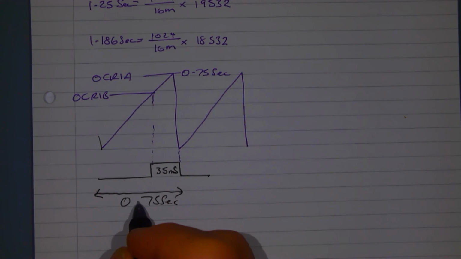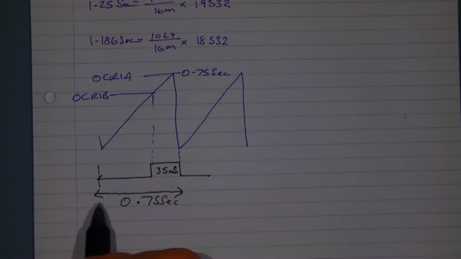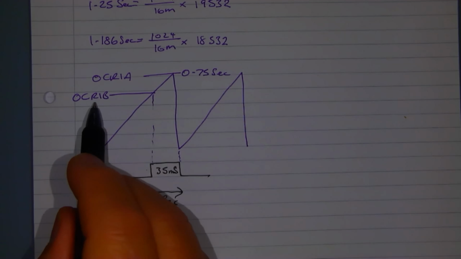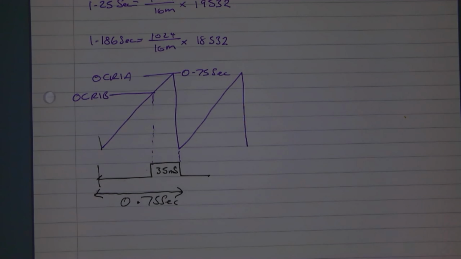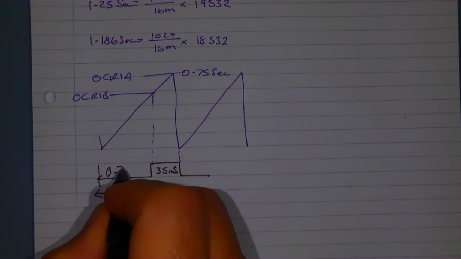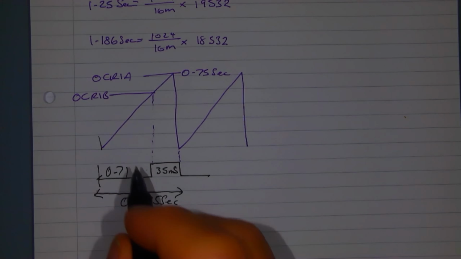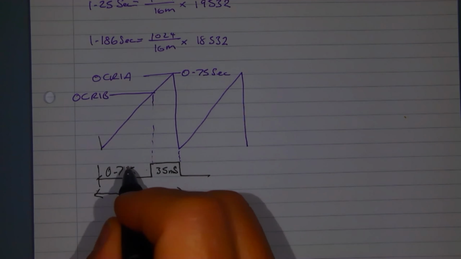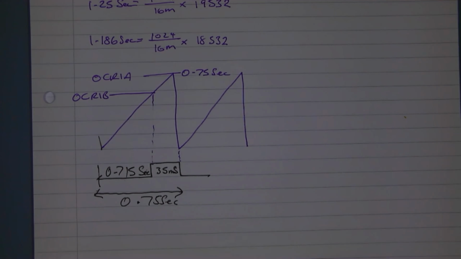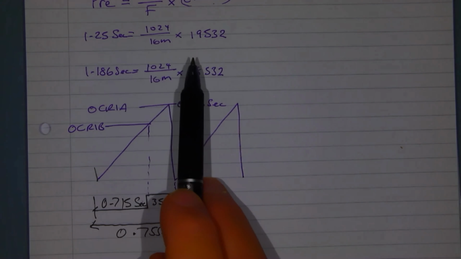Okay, so we've got a full duration here of 0.75 seconds. So of course, what we need to do is work out this time so we can work out the value of B. Right, so that of course is 0.75 seconds, 0.715 seconds. Right, so let's just have a look at this. 0.715 seconds. So we need a model for this.